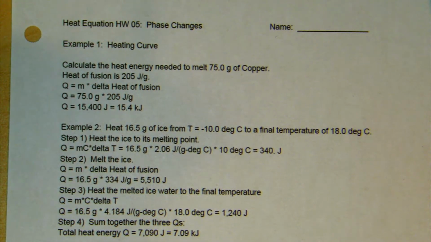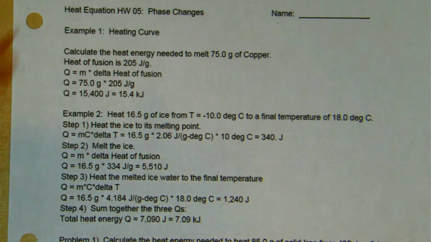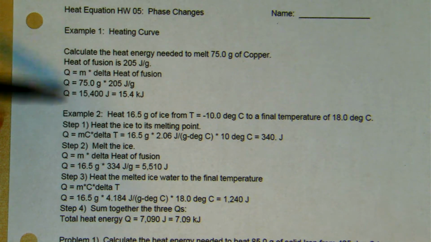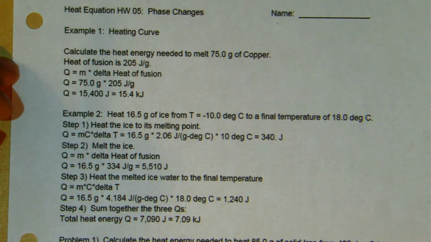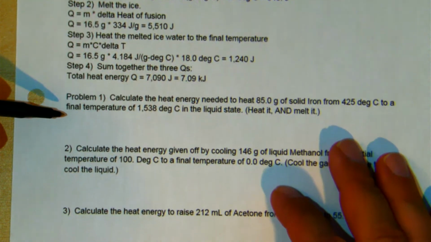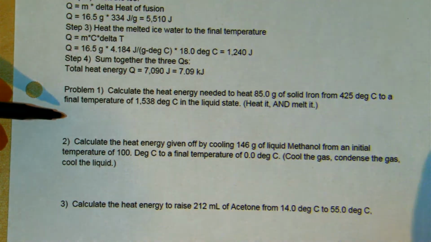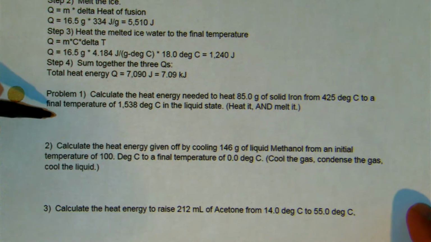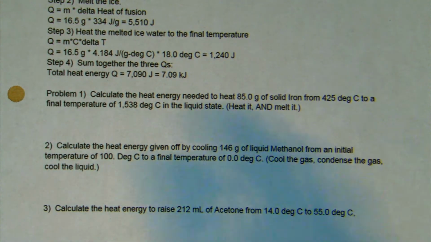This is Chemistry CP debriefing on a homework assignment called Heat Equation 5 Phase Changes. In this homework assignment, I had provided two examples of how to find the answer. So I'm going to skip those and go directly to showing how to work out the solution to each of the problems that follow those two examples.